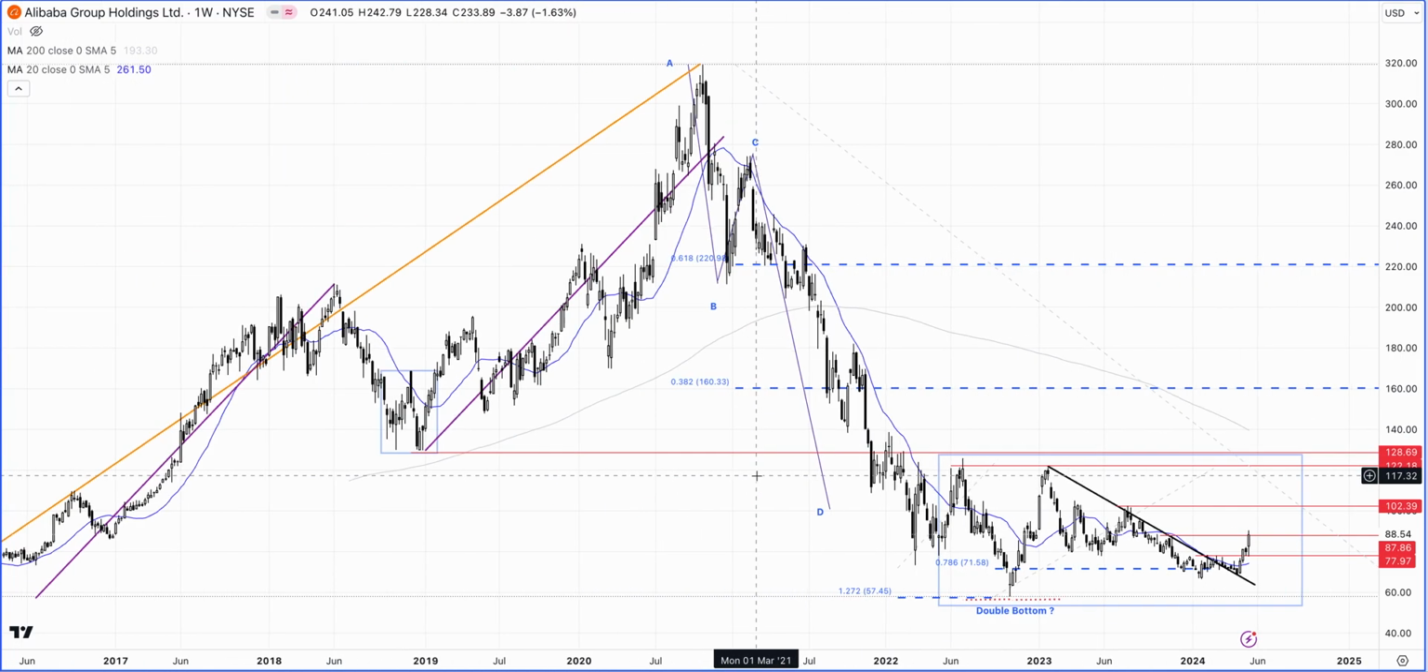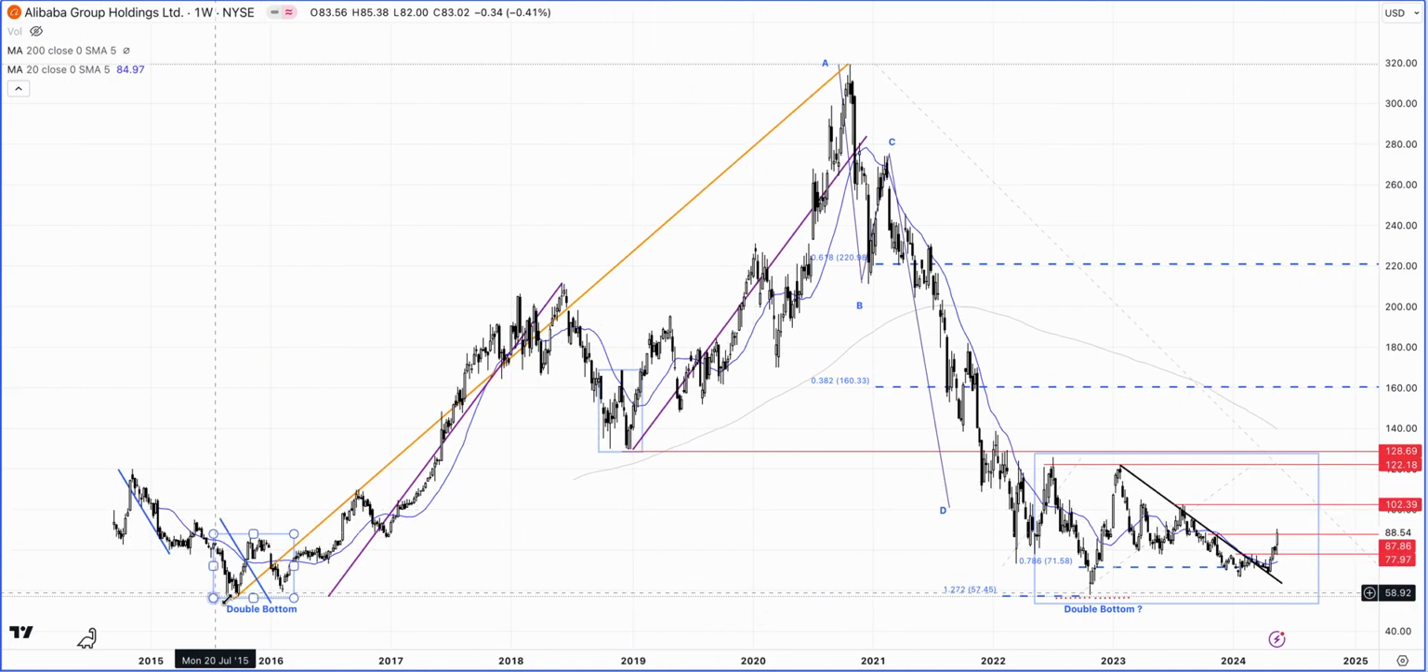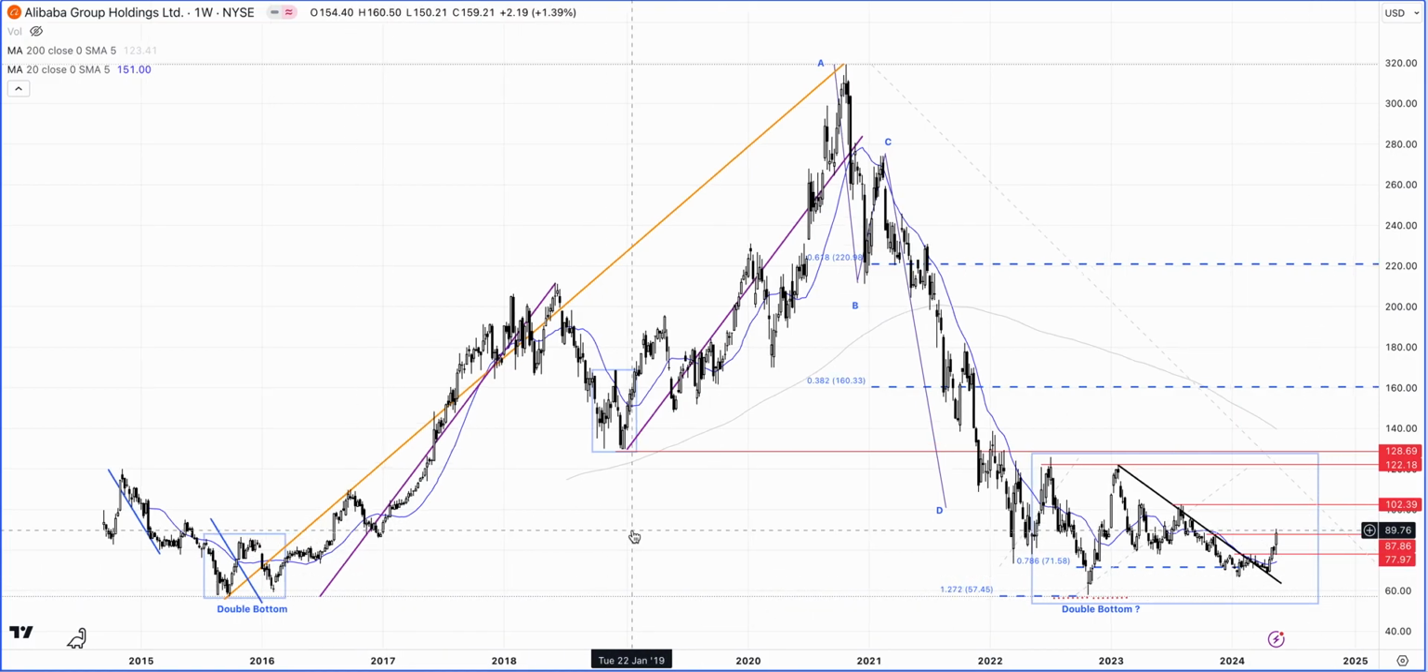And one other thing I just quickly want to point out is that BABA has formed this kind of a double bottom formation before, and a similar kind of formation is just elongated in time. So just keep an eye on this.